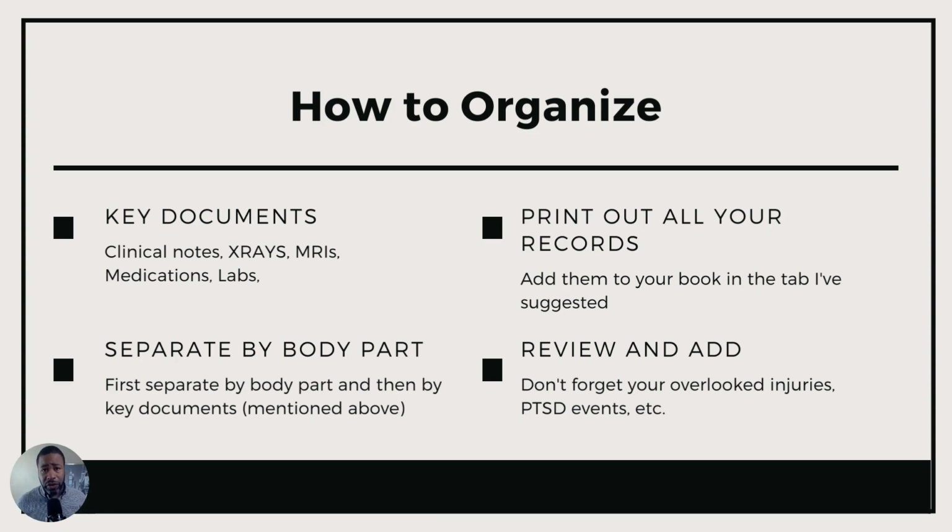The next thing that you should do is, now that we talked about the referred conditions, let's talk about the non-referred or the VA claimed conditions. I would break everything out by body part: head or behavioral health, shoulder, wrist, knee, foot, back, stomach, whatever. Just break it all out by body part and do the same thing again.